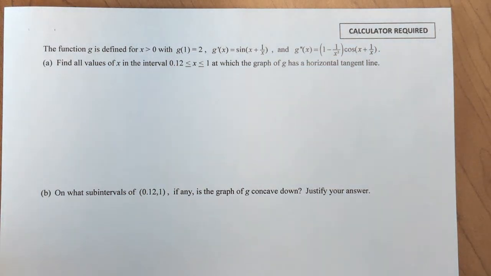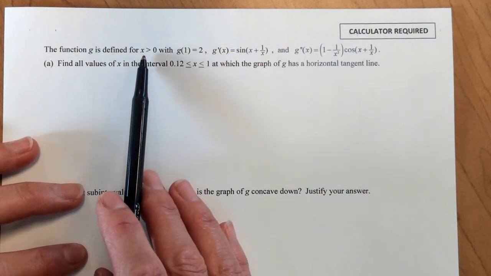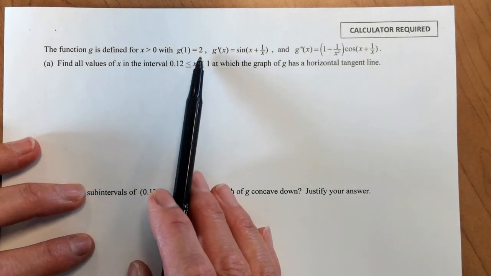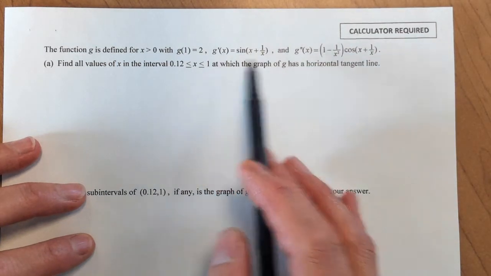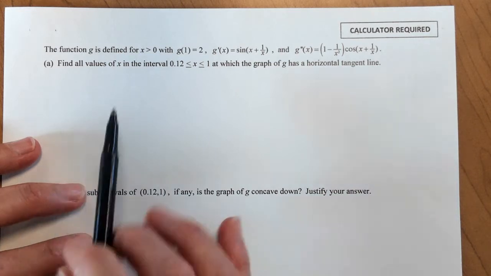All right, in this video we're going to do this AP Calculus free response problem that gives information about the first and second derivatives and asks you to analyze a bunch of things about the original function. Okay, so g is defined for all positive values of x, with g of 1 is 2, so they're giving you an initial condition. And then they're giving you an equation for the first derivative and an equation for the second derivative.